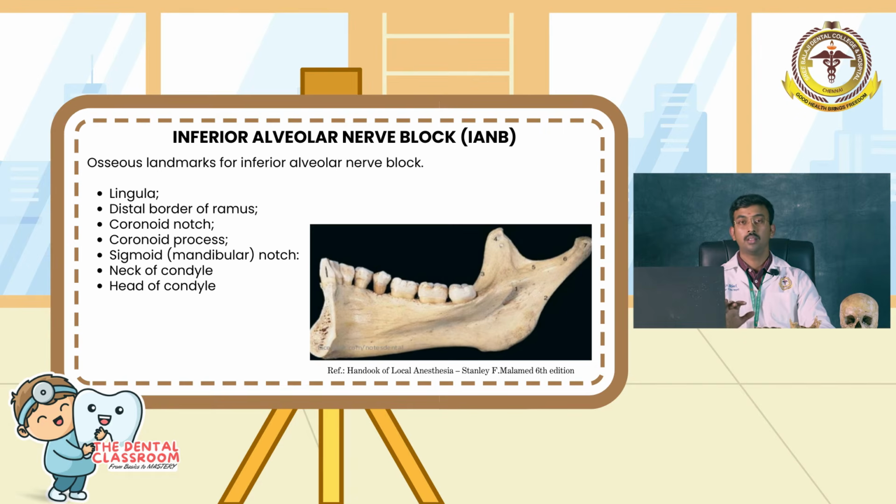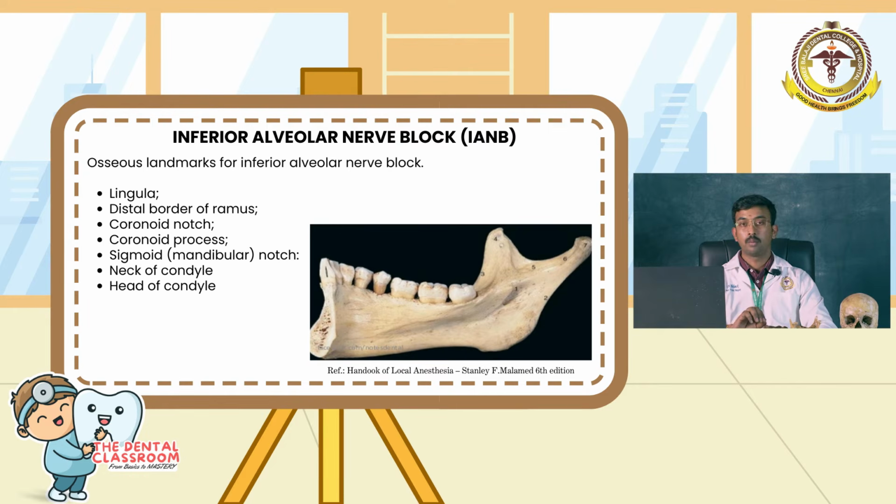So, whenever we talk about any injection techniques, three main things are important. The landmarks for achieving the proper anesthesia. So, for this IANB, the various landmarks for this technique include coronoid notch, mandibular occlusal plane and our mandibular foramen, and one soft tissue landmark, that is our pterygomandibular raphe.